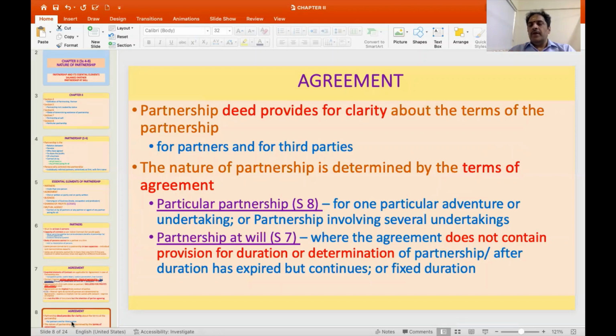So that comes out very clearly in a partnership deed, and it makes it very clear for third parties also to understand the terms of engagement of the entity with whom they are dealing, so that they are clear about the authority of the particular partner to do something vis-a-vis third parties to bind the firm, or to do something where the firm cannot be bound. So those items become very clear if you have a partnership deed.